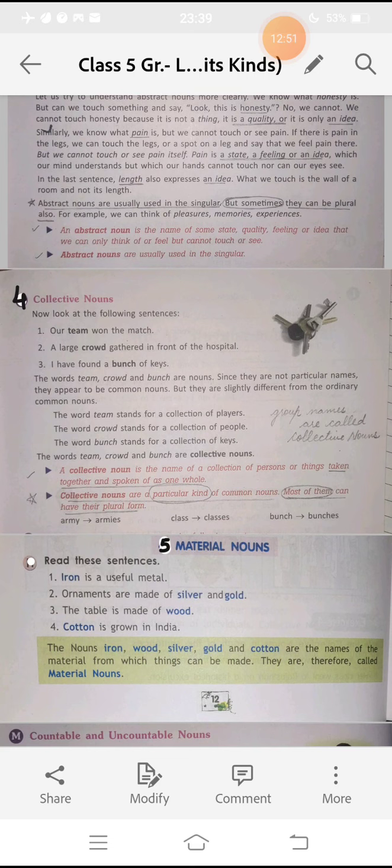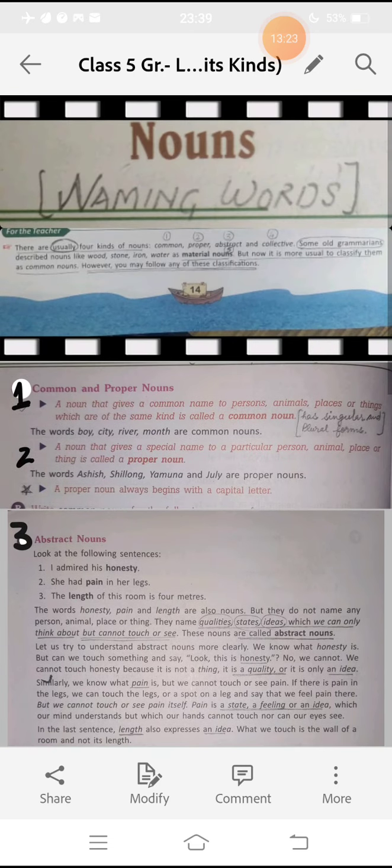Iron is a useful metal, ornaments are made of silver and gold, the table is made of wood, cotton is grown in India. All the highlighted words are material nouns because these can be used for making something else or other things. However, even if you place them in the category of common noun, it will not be wrong, as the first page while I started my video clears this.